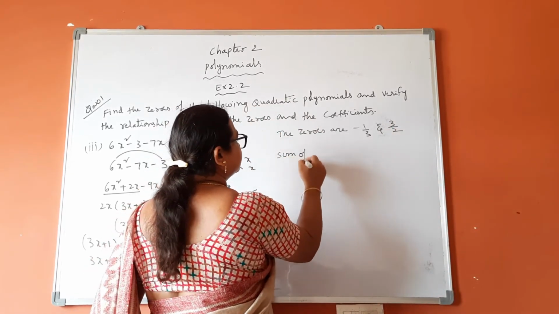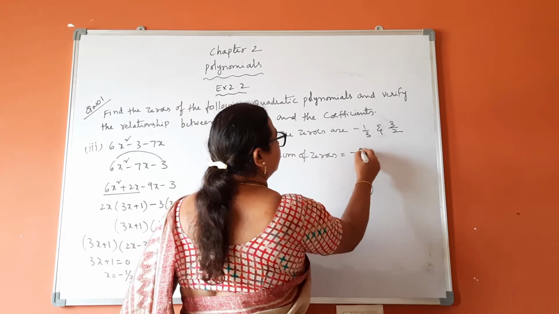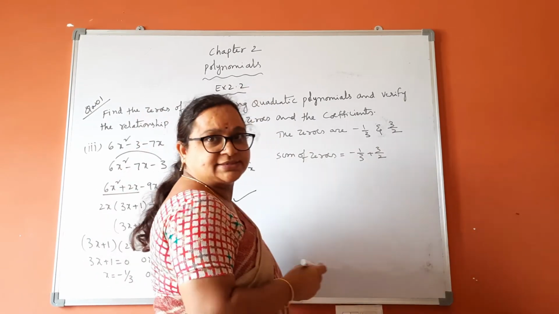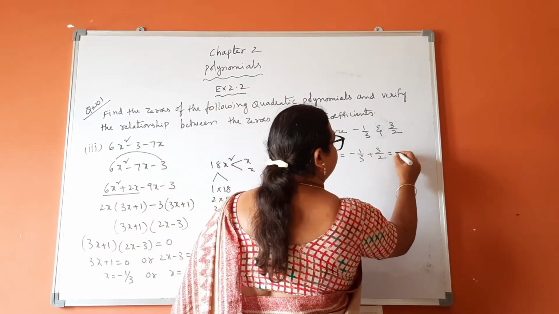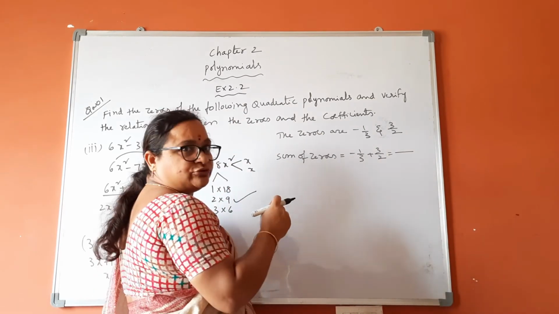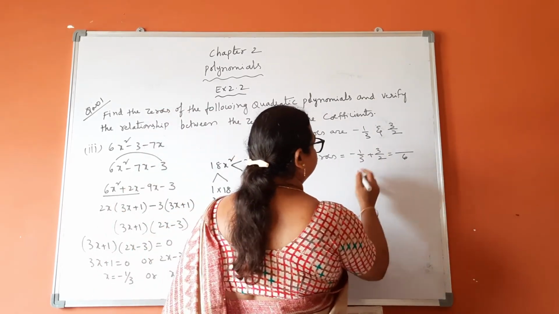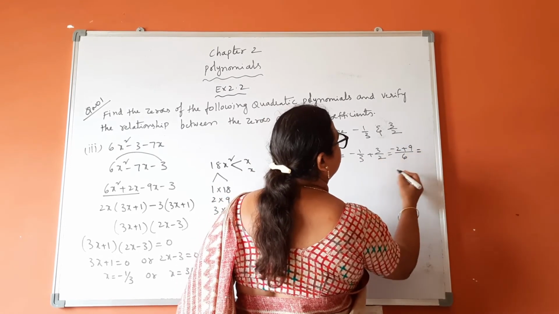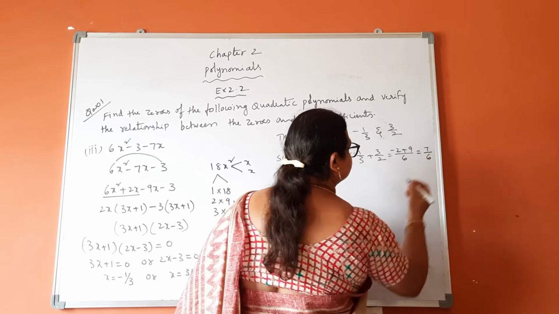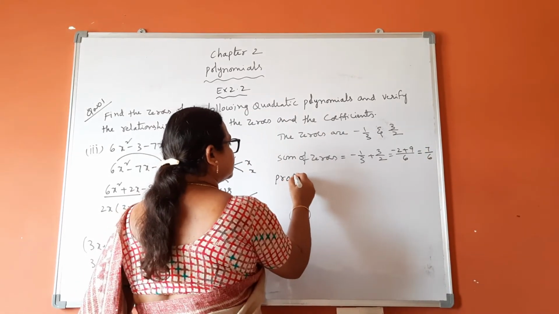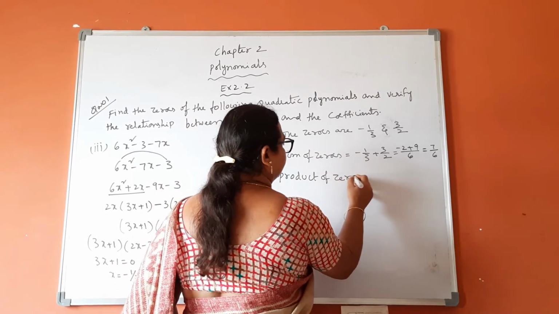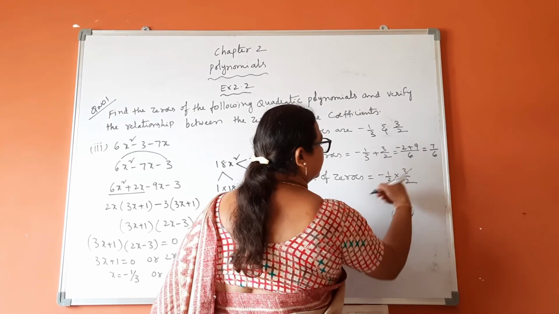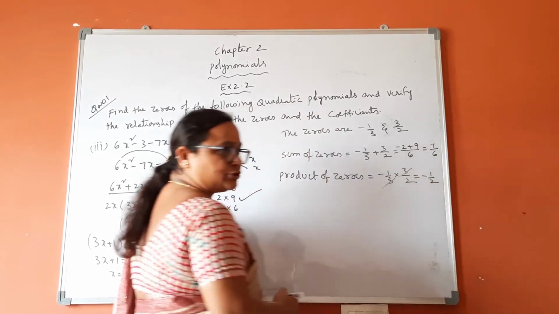Sum of zeros is equal to minus 1 by 3 plus 3 by 2. Different denominators, so we have to find the LCM. What is the LCM of 3 and 2? 6. So this is minus 2 plus 9, that is 7 by 6. Product of zeros is equal to minus 1 by 3 into 3 by 2. 3 gets cancelled. This is minus 1 by 2.